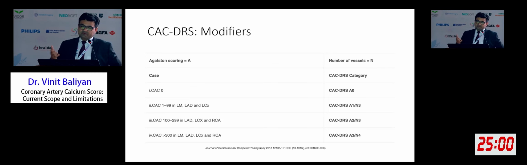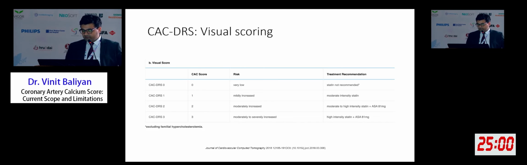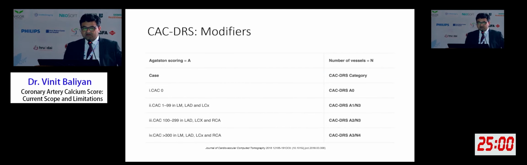There are certain modifiers. So there is the number that we just saw, 0, 1, 2, 3, which is the amount of plaque, and then there is another modifier that goes with it, which is the number of vessels involved. So here, if someone has a calcium score of 0, then A0 means we are using the Agatston score and their number is 0. But then you put another modifier right next to it, which is the number of vessels involved. So A can be from 0 to 3 and N can be from 0 to 4.